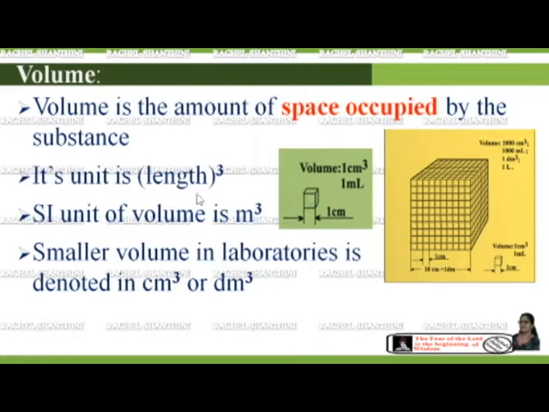What is the unit of length? We all know that the unit of length is meter. So the unit of volume is meter cube. Here you could see a cubic unit, right? It has 1 centimeter length, 1 centimeter breadth and 1 centimeter height. So the unit of volume is meter cube. Smaller volumes are used in the laboratory, so we have to denote the volumes in cm cube or dm cube in laboratories.